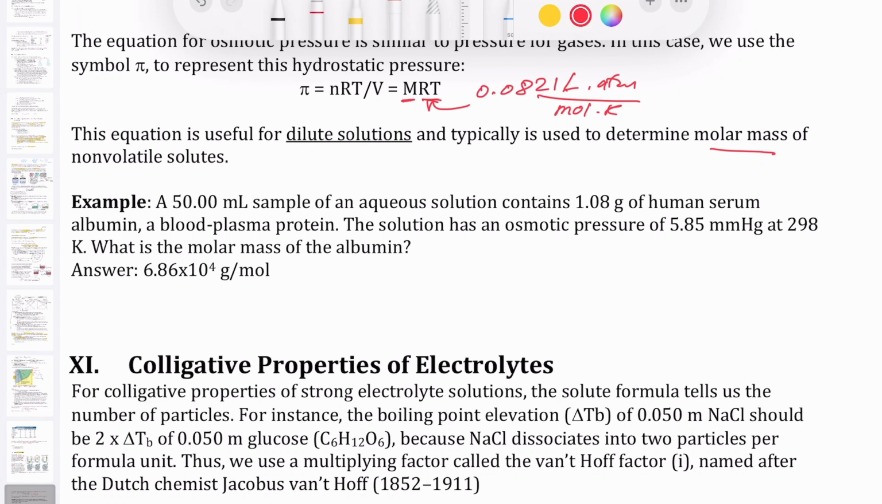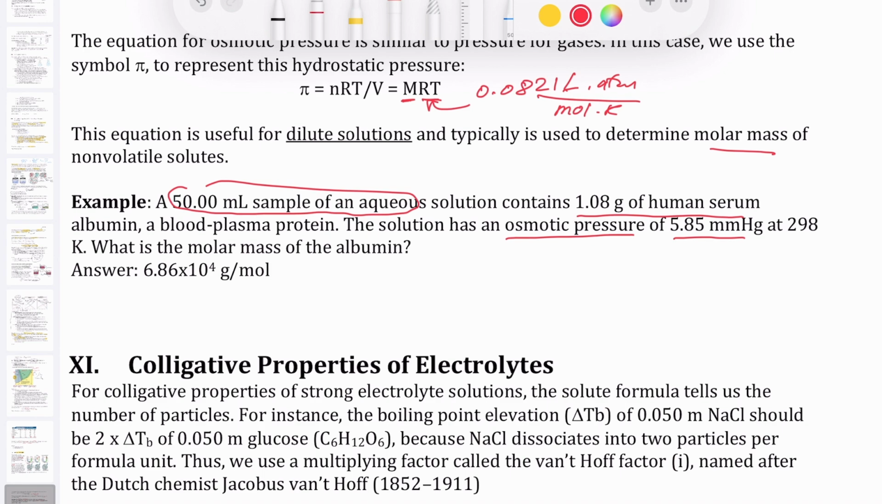Here we have a 50 milliliter sample of an aqueous solution, so that's water-based, right? It has 1.08 grams of something called human serum albumin, which is a protein, and we measure the osmotic pressure of that solution to be 5.85 millimeters of mercury at 298 Kelvin. The question is, what's the molar mass of this serum albumin?